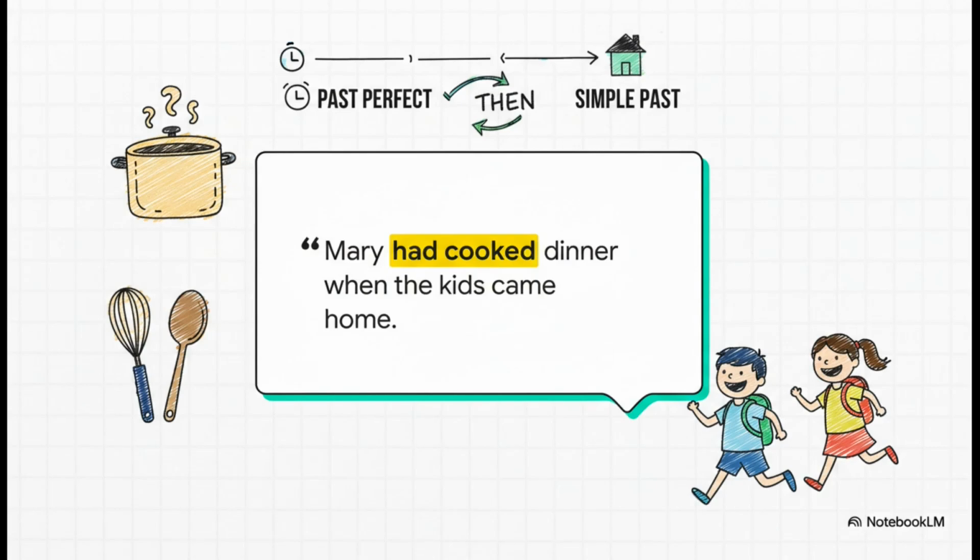The cooking was done, it was a completed action. Then, after that, the kids came home. The past perfect, had cooked, establishes that sequence with zero doubt. It tells a much clearer story than just saying, Mary cooked dinner when the kids came home.